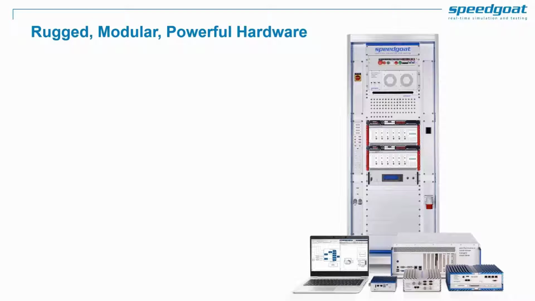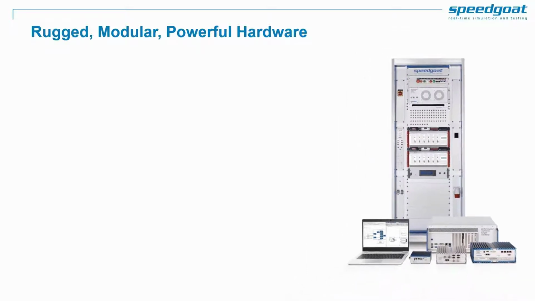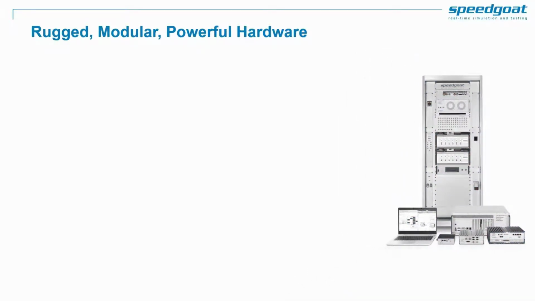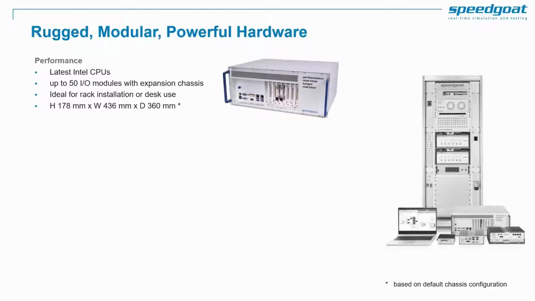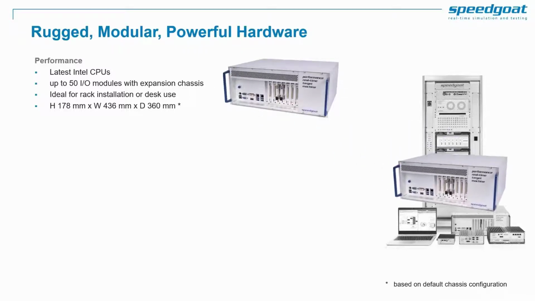For this, Speedgoat offers a wide range of real-time target machines. Benefit from a high power and flexibility with the performance machine. It ships with the latest Intel CPU and allows up to 50 I/O modules. The chassis is tailored for desktop as well as lab use. Depending upon your compute tasks and the number of both sensors and actuators, the performance machines are designed also for rack mounting.